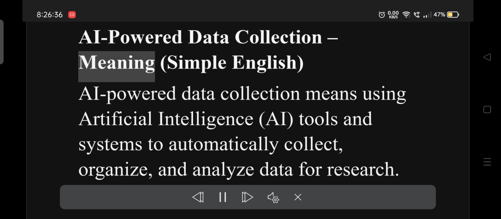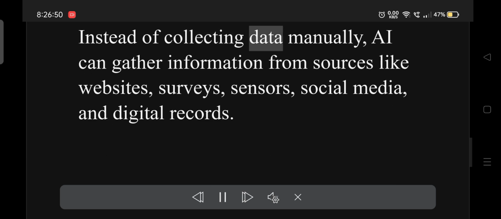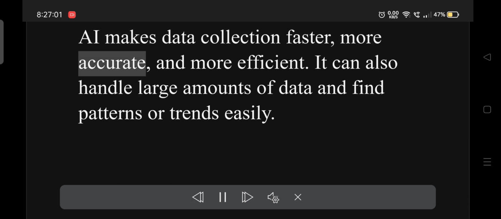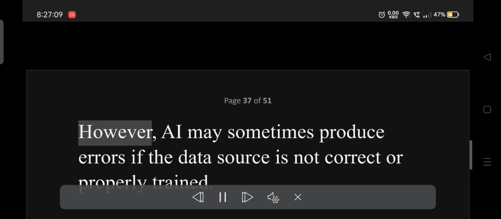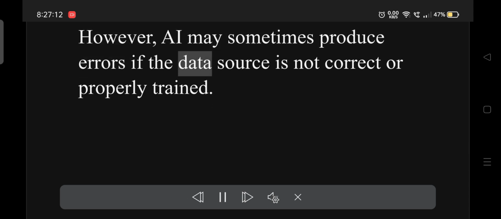AI-powered data collection, meaning, simple English. AI-powered data collection means using artificial intelligence, AI, tools and systems to automatically collect, organize, and analyze data for research. Instead of collecting data manually, AI can gather information from sources like websites, surveys, sensors, social media, and digital records. AI makes data collection faster, more accurate, and more efficient. It can also handle large amounts of data and find patterns or trends easily.